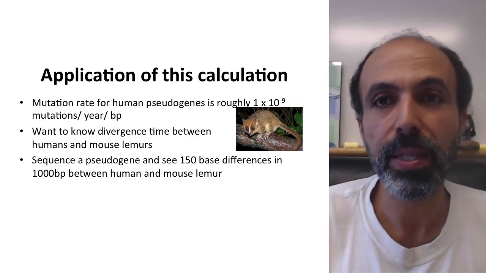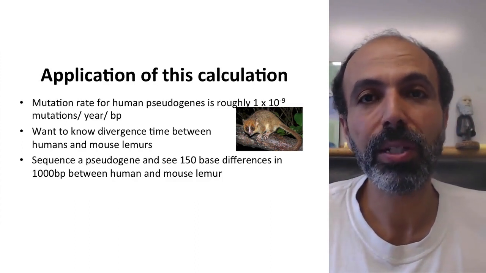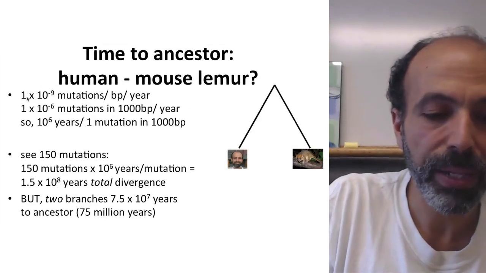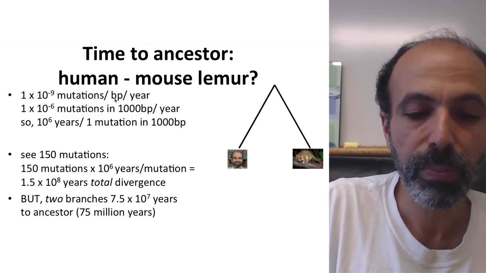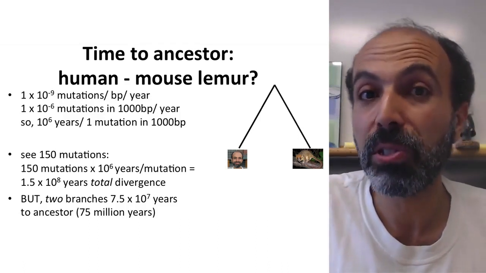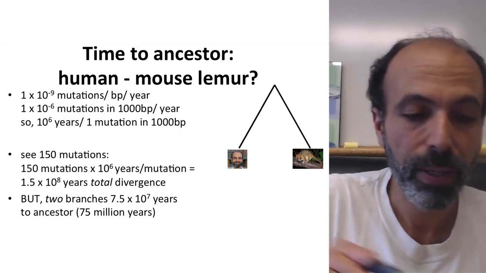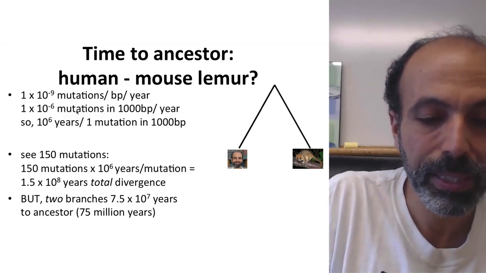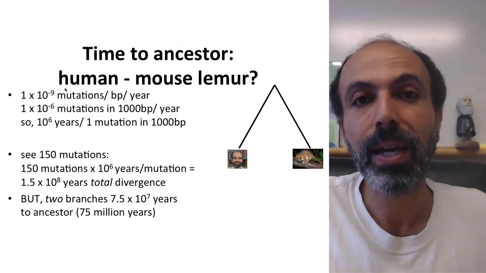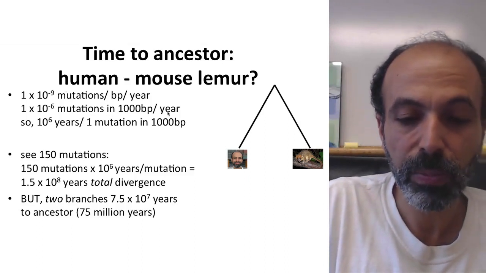Well, we can use this to determine how far back humans and mouse lemurs shared a common ancestor. Let me show you how we do this. So again, we have this rate of 1 times 10 to the minus ninth mutations per base pair per year. Now in this case, we said we were looking at 1,000 base pairs, so our probability of getting mutations is higher, right? It'll be 1,000 times more. So we can say 1 times 10 to the minus sixth mutations in 1,000 base pairs. I just multiplied 10 to the minus ninth times 1,000. So 1 times 10 to the minus sixth mutations in 1,000 base pairs per year.